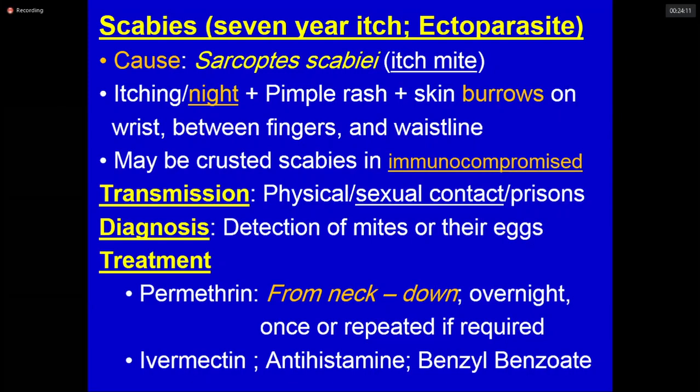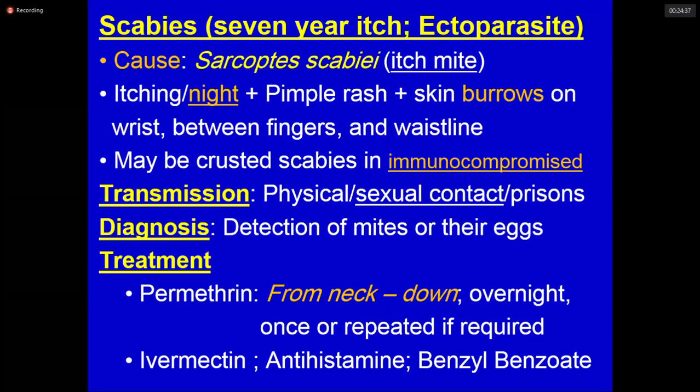Diagnosis, you detect the mites or their eggs. The Sarcoptes scabiei is considered a mite, and their eggs can be detected. Treatment, we mentioned it previously. There is a drug called permethrin. Remember it, and I will come back to permethrin, which is also used for lice.